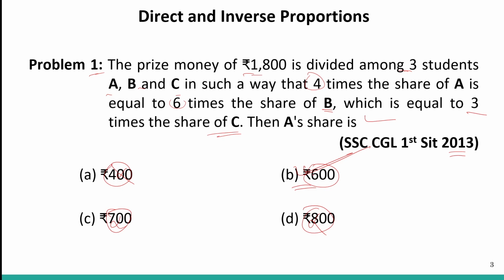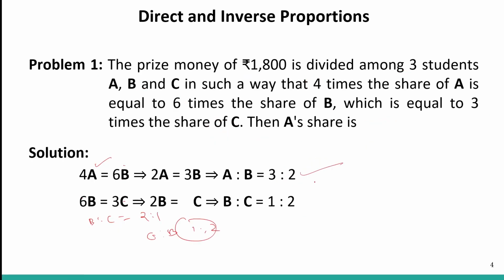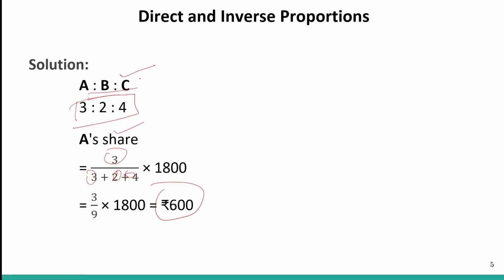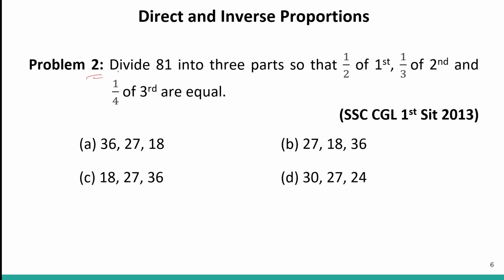If prize money of 1800 is divided among 3 students A, B, C in such a way that 4 times the share of A is equal to 6 times the share of B, which is equal to 3 times the share of C, then A's share will be 600. This is how we got it. First we checked A is to B, then B is to C. That became 3 is to 2 and 1 is to 2 respectively. Then we evaluated A is to B is to C, that is 3 is to 2 is to 4. So A's share will be 3 by 3 plus 2 plus 4, that is equal to 1 by 3. Multiply it with 1800, and what we are left with is 1 by 3rd of 1800, that is equal to 600. So let's see problem number 2.